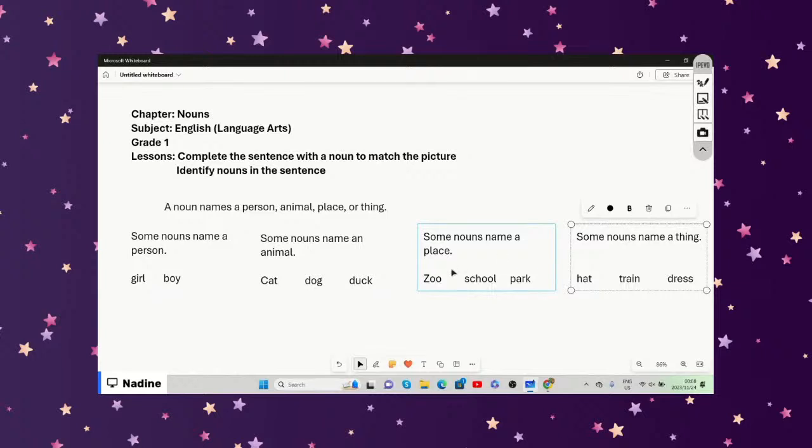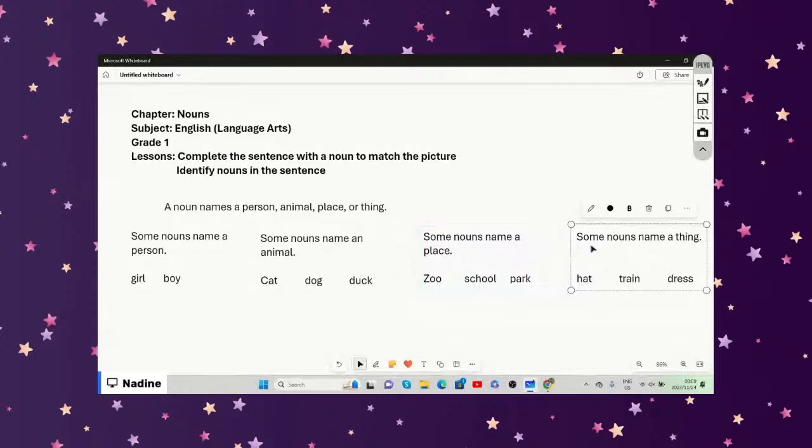The same with school. School is the name of a place. It's like I'm going to school. We don't have to say that we are going to Bishop Lavis Primary School, for example. We don't have to give the name of the school you're attending. And the same with park. You don't have to say Greenpoint Park or whatever the name of the park is. All we can say is that we are going to the park and we're going to have a picnic. So those are nouns that name a place.